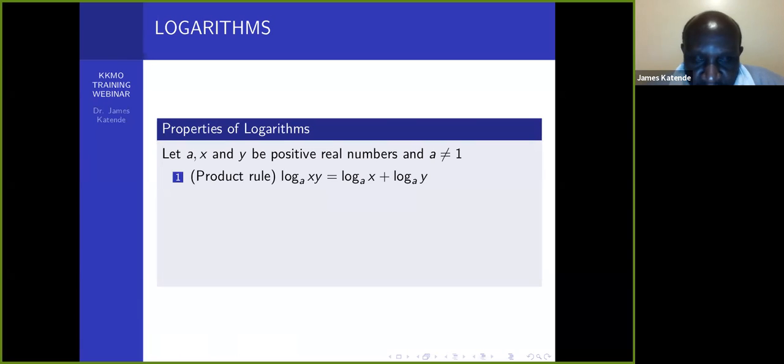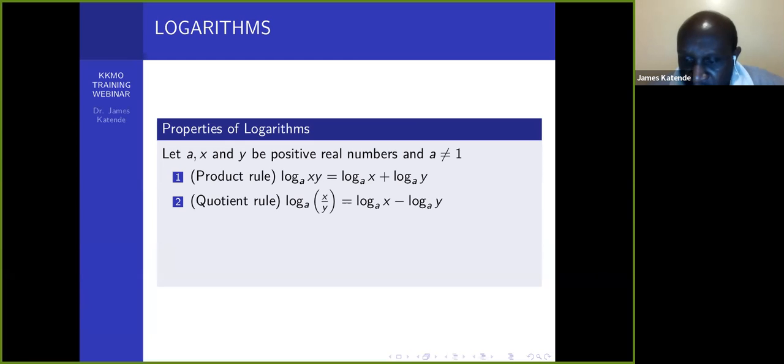The first one is the product rule. The logarithm of the product of x and y is the same as the sum of the logarithm of x and the logarithm of y. And the base remains the same. You have to stick to the base. All through you have base a. The quotient rule says the following. The logarithm of the quotient of x and y is the same as the logarithm of x minus the logarithm of y, all of them to the base a in this case.